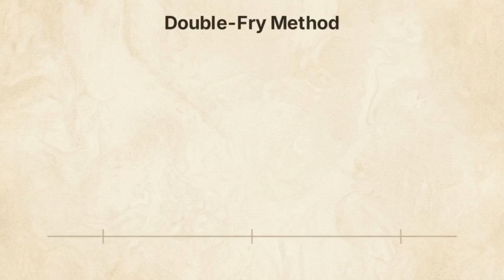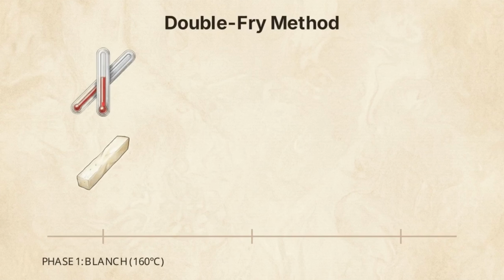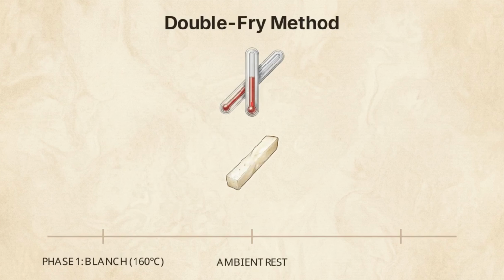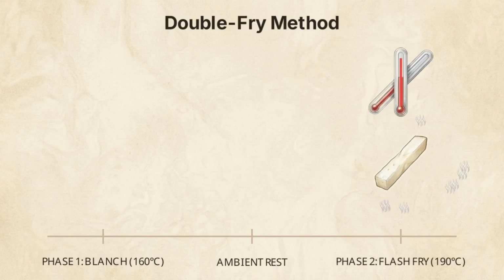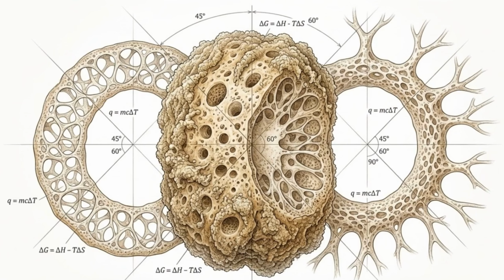For high-moisture substrates, the double fry method manages the thermal timeline. A 160-degree blanch extracts water, an ambient rest redistributes internal moisture, and a 190-degree flash fry forces the final glass transition. Achieving a flawless crust is mathematical formulation. Altering hydration volatility, protein ratios, and thermal timelines fundamentally overrides the native structural limitations of the ingredients.